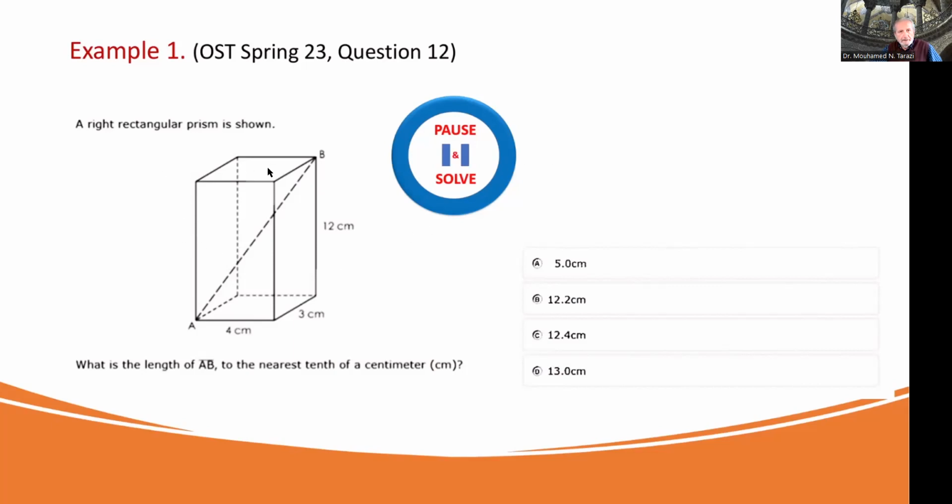I'm given here a right rectangular prism. Right rectangular prism, all these angles are 90 degrees. They give me some numbers here, and they're asking me to find the distance from A to B, or the length of AB. And I'm given some options here.